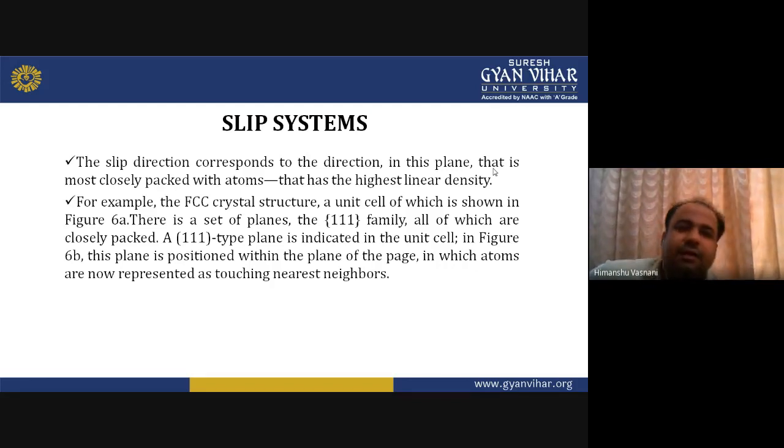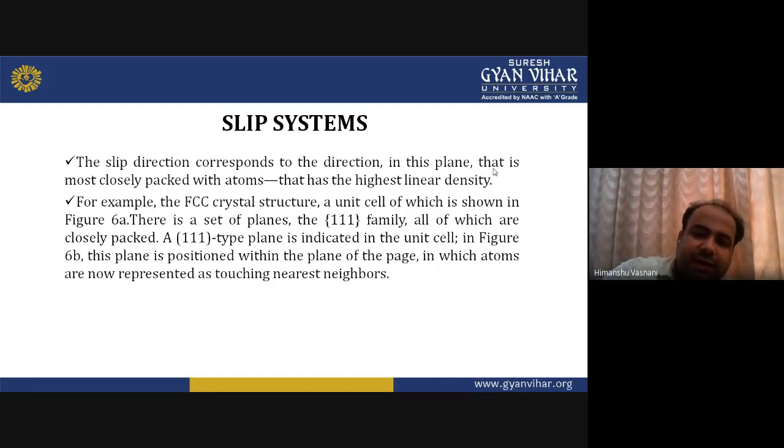Like for example, the FCC crystal structure in a unit cell, which is shown in the figure. This is the set of planes, the triple one family, the 111 family, all of which are closely packed. Then a point A is shown on the top in figure A. A 111 type plane is indicated in the unit cell in figure 6b. This plane is positioned within the plane of the page, in which the atoms are represented as touching nearest neighbors.